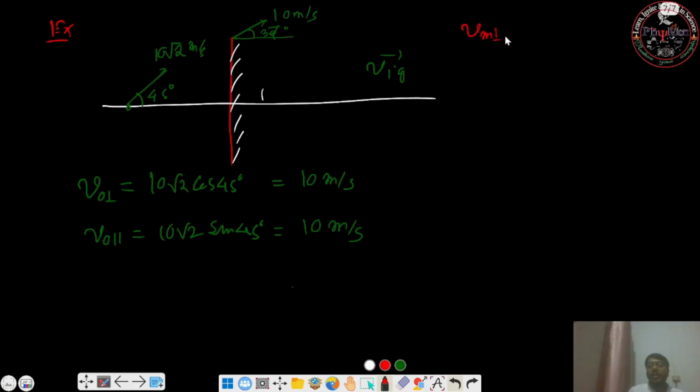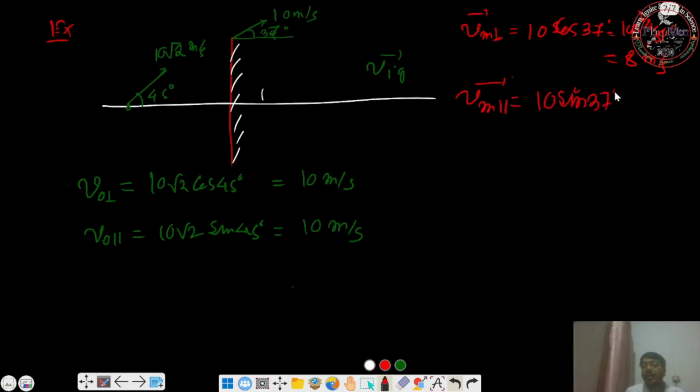Velocity of the mirror perpendicular, along the normal, so 10 cos 37 degree, this is 10 into 4 by 5, this is 8 meter per second. Okay, and velocity of the mirror parallel component will be 10 sin 37, the value of sin 37 is 3 by 5, so 10 into 3 by 5 is 6 meter per second. So this parallel component does not have any role.